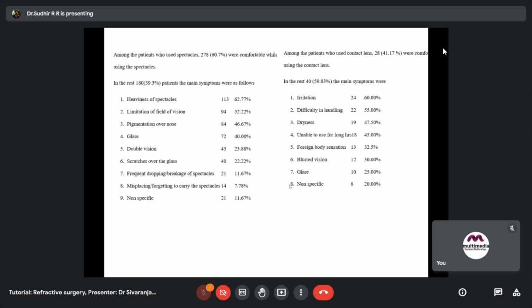Then we ask them what are the reasons why they have gone for it. Many of them gave reasons. So why did you go for glass? Because of the heaviness of spectacles.